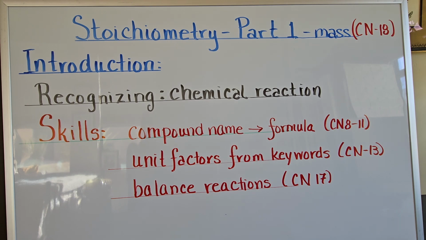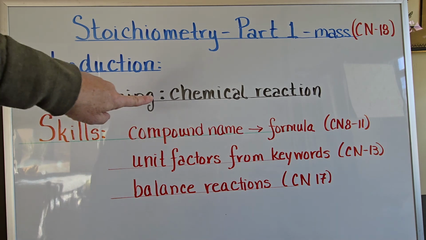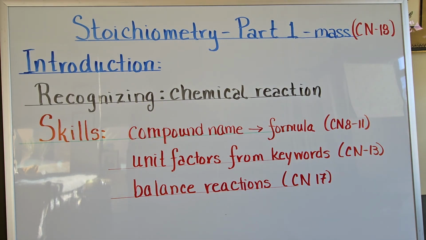As an introduction, let's ask the question, what is stoichiometry and how do I recognize that I have a problem that requires stoichiometry? Well, the main thing that you look for here is, does my problem have a chemical reaction? That is, do I have reactants, which are the starting compounds, that are turned into products, the ending compounds? This is a key concept for recognizing a stoichiometry problem. When you see a chemical reaction, you know you're going to be dealing with stoichiometry.